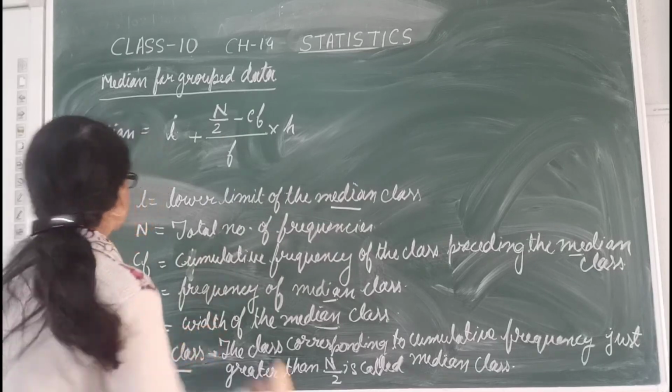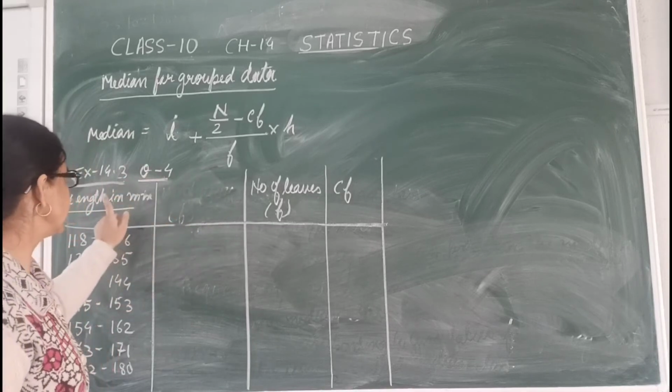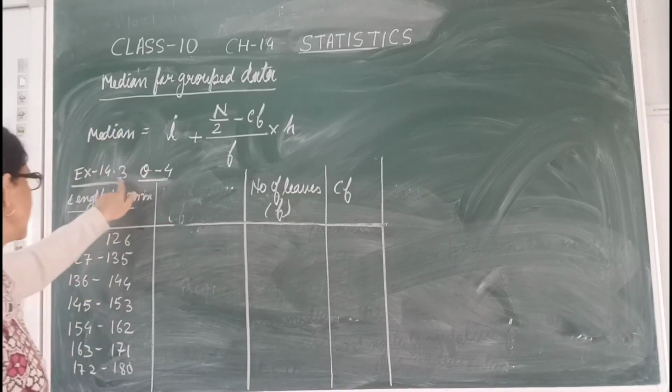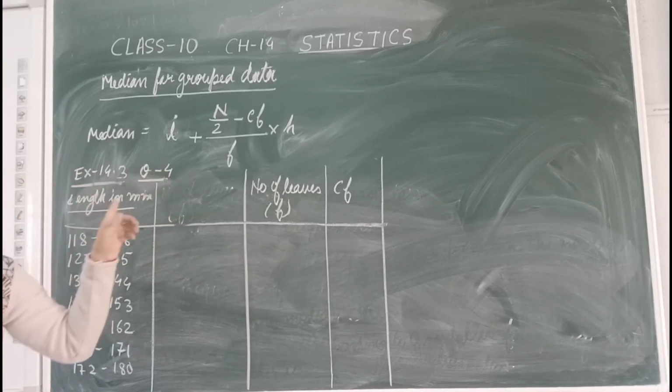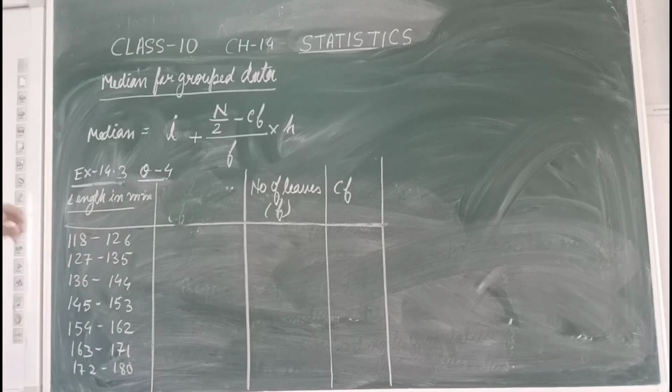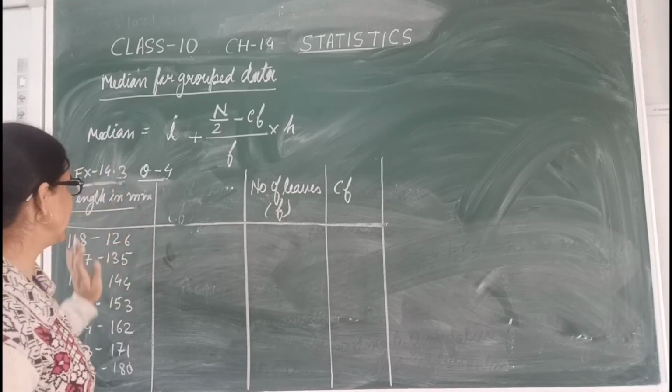So let us proceed. I am explaining the median with the help of an example, and this example I have taken from the NCERT exercise 14.3, question number 4, page number 288, children, you can take out. The lengths of the 40 leaves of a plant are measured correct to the nearest millimeters, and the data obtained is represented in the following table. Find the median length of the leaves. Whatever the median comes, we will write the answer in mm because it is the length of the leaves.